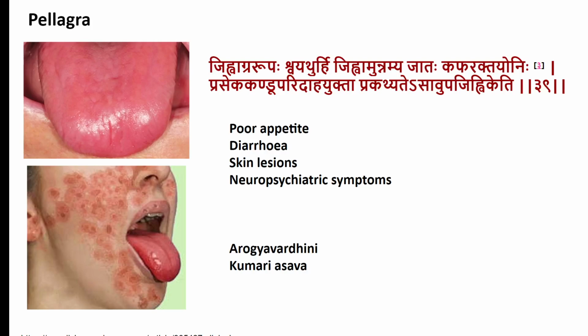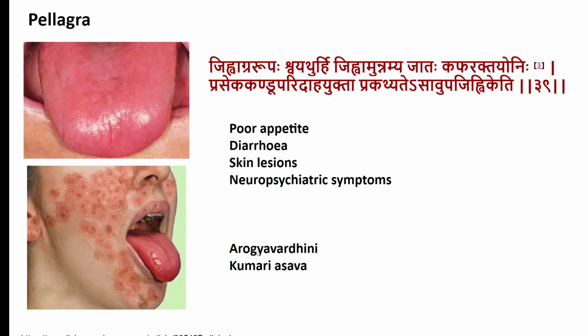The characteristic clinical symptoms along with these tongue signs are appetite being poor, diarrhea, skin and neuropsychiatric symptoms. Many times the patient would have anxiety and so on. And that's exactly what we consider as an Upajihvika. जिह्वाग्रूपश्वैतुर्जिह्वाम् उन्नम्य जातः कफरक्तयोनिः प्रसेक कंडु परिदाहयुक्त प्रकथ्यते असौ Upajihvika. Upajihvika where the tongue becomes bald and with a cracked surface, the tongue looks like an abnormal tongue.